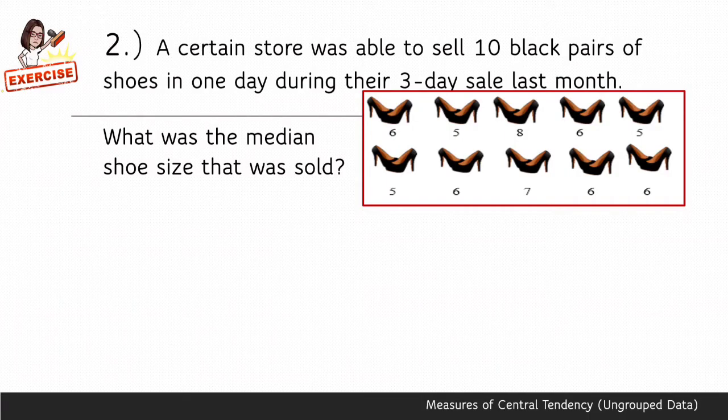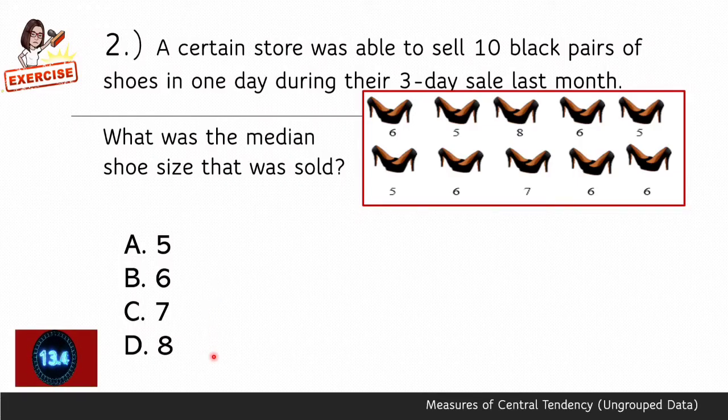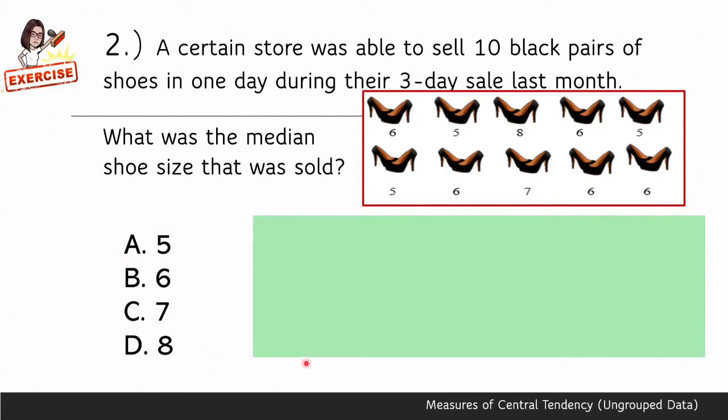Second question. A certain store was able to sell 10 black pairs of shoes in one day during their 3-day sale last month. What was the median shoe size that was sold? The choices are A, 5; B, 6; C, 7; and D, 8. Time starts now. Okay, time's up. Let's see if we get the same answer.